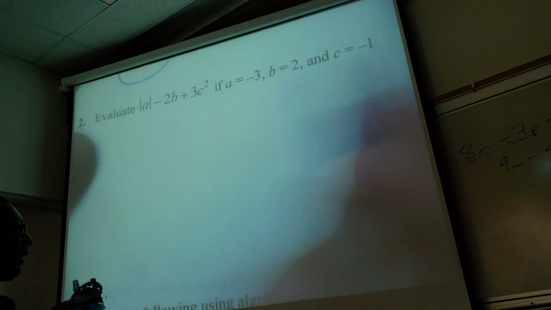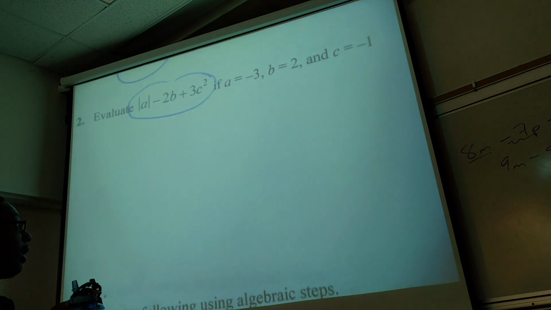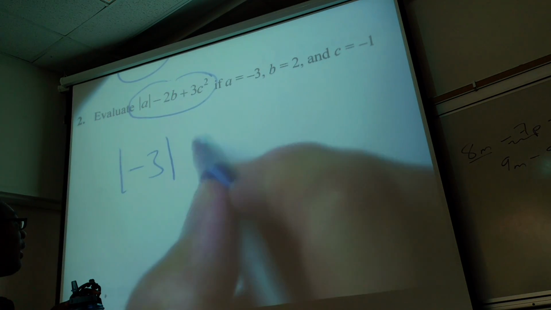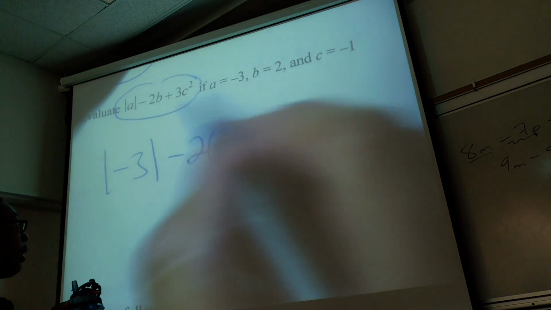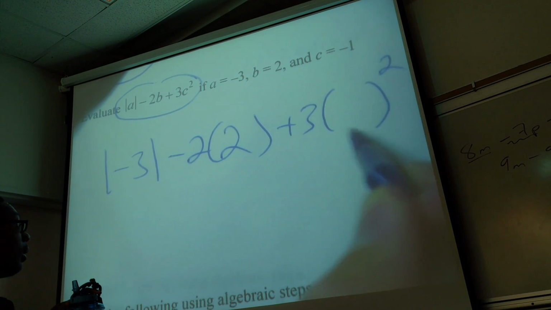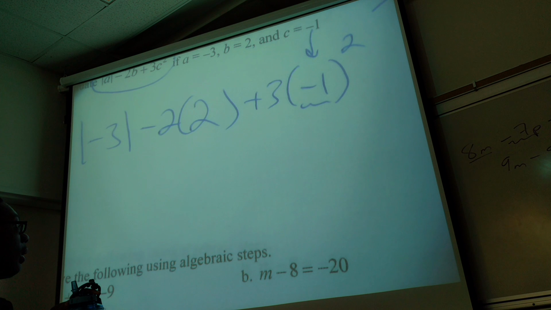4 more. Okay. So now I evaluate. A very good question. Evaluate is 2 things. Evaluate means plug in the values and then simplify. So first I got to plug in the values. So what do I put inside the absolute value? Negative 3. Minus twice times 2, because B is 2. Plus 3 times what squared? Negative 1. All right, let me let that sink in.